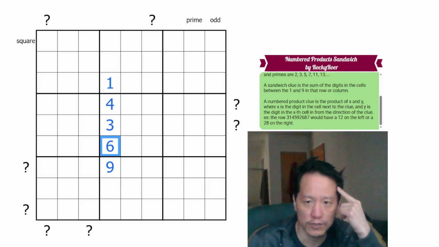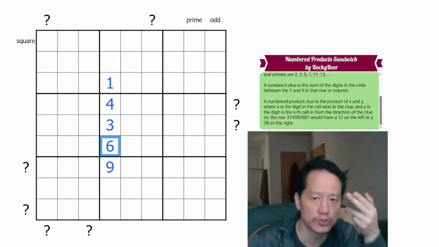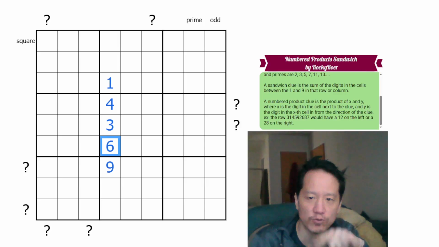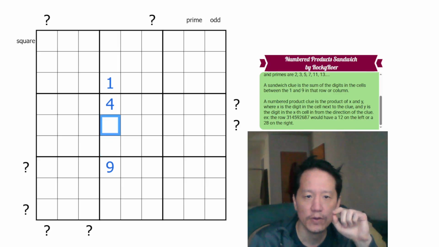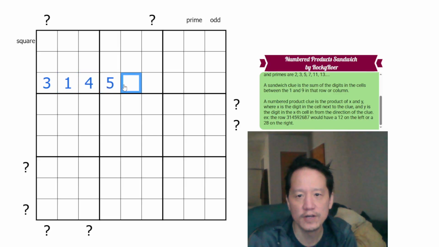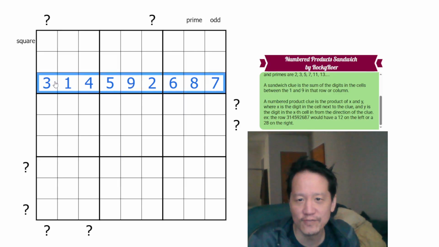A numbered product clue is a product of x and y, where x is the digit in the cell next to the clue, and y is the digit in the x cell from the direction of the clue. For example, let's just use a random row. Say this was 3, 1, 4, 5, 9, 2, 6, 8, and 7. It looks kind of like pi, actually. 3.141592. Yeah, probably derived from that.